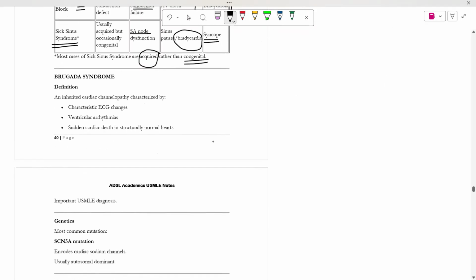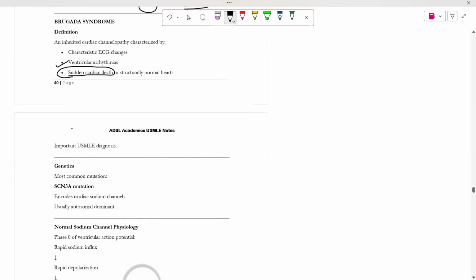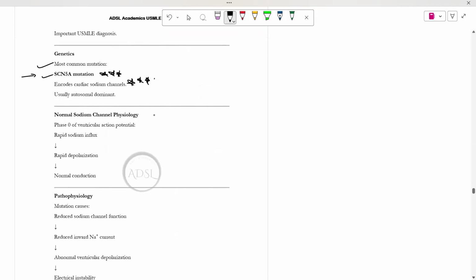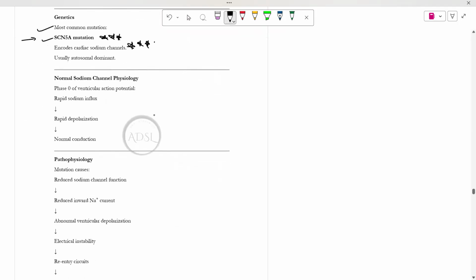And let us see what is happening in Brugada's syndrome. In Brugada's syndrome, there are ventricular arrhythmias and sudden cardiac death. As I said, what is important for us? Sudden cardiac death. All right. And it is one of the most common mutations. This is the mutation that we talked about. This is important. This mutation encodes the sodium channels, usually autosomal dominant. All right. So remember, this sodium channel causes phase 0 of the ventricular action potential.